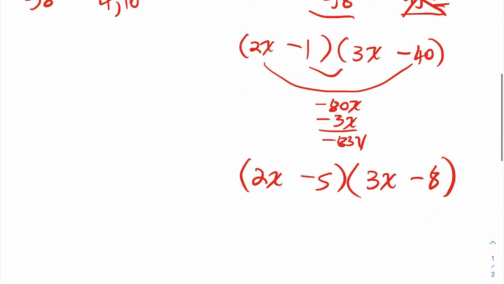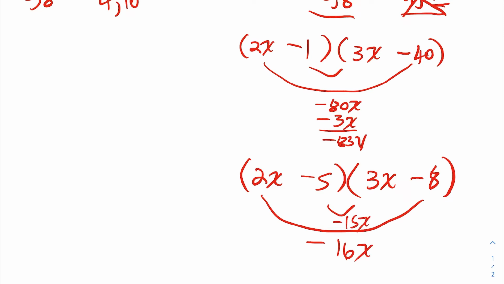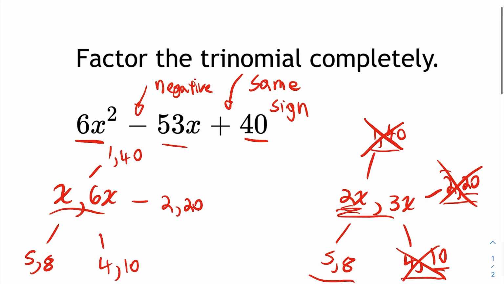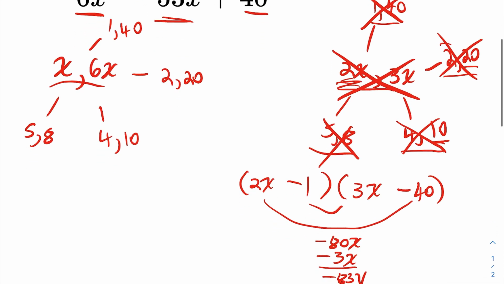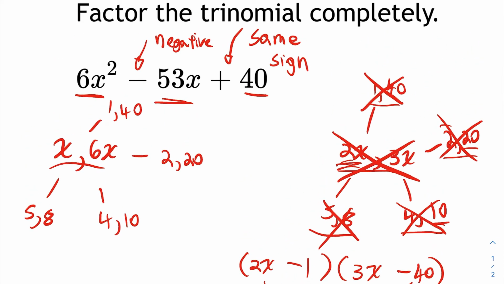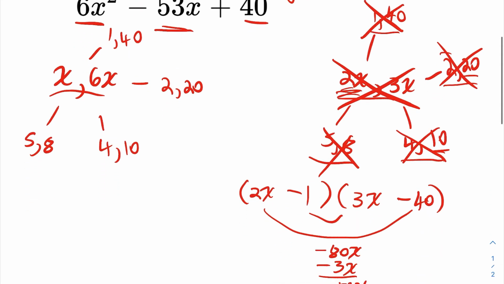And when I try this, the outside products give me negative 16, while the inside products give me negative 15. So negative 16x and negative 15x are the outside and inside products. And that gives me negative 31x, which is not what I'm looking for. I'm looking for negative 53x. So I've gone through everything on that list, and that means that 2x and 3x aren't the ones that work. So I can now move on and try the x and the 6x. Maybe I should have tried them first. So let's try the x and the 6x then.